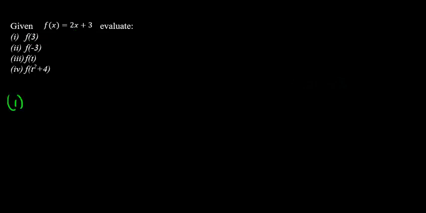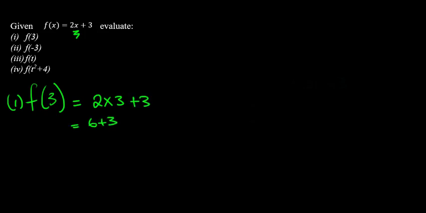So first, I want to put in f of 3. That just simply means that wherever I see x, now I'm going to put 3. So that's going to be 2 times 3 plus 3. And that's going to be 6. And 6 plus 3 is 9.